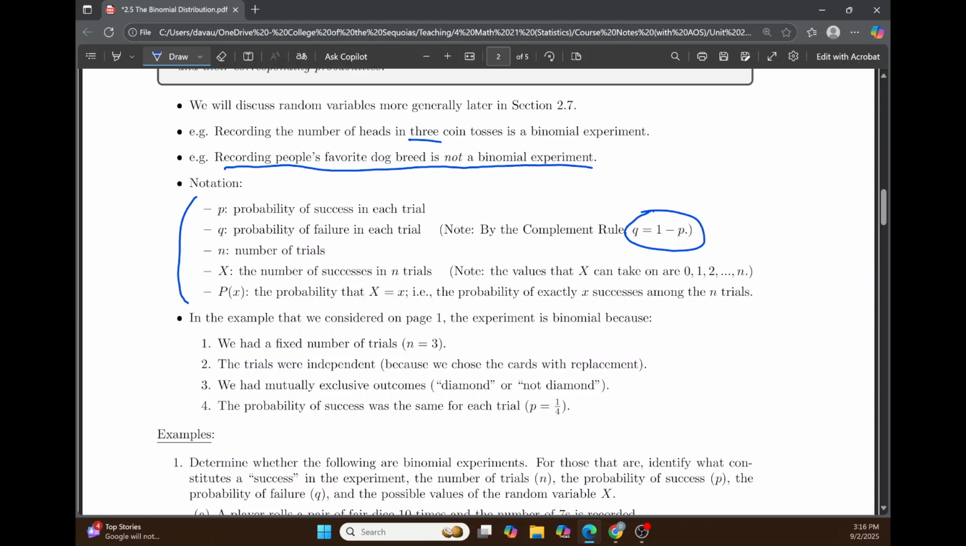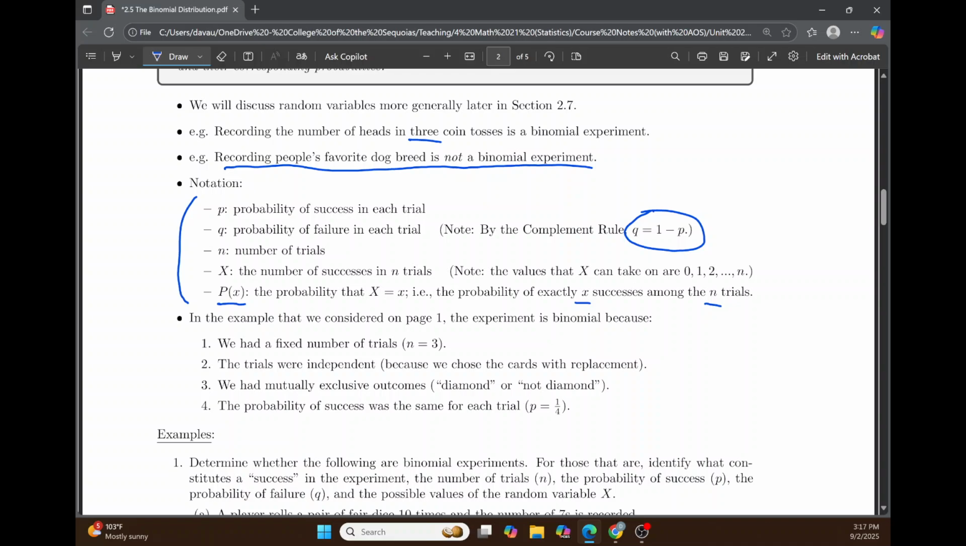Little n is going to represent the number of trials. That's really not anything new because you can think of it as your sample size. Little n has always represented a sample size, and here we're just going to think of it as the number of trials. A capital X is going to represent the number of successes in those n trials, and then capital P of X is going to represent the probability that capital X equals lowercase x. In other words, it's going to be the probability of obtaining exactly lowercase x successes among the n trials.